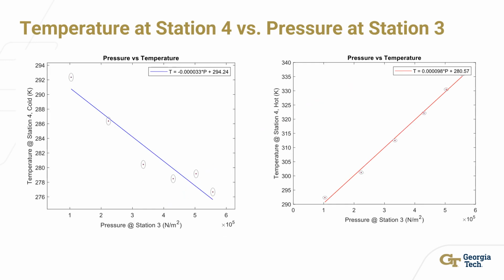Here, we can compare the temperature at the vortex tube with the pressure from the compressor. The temperature of the cold side of the vortex tube decreases with an increasing pressure and can be modeled with a linear relationship. Conversely, the temperature on the hot side actually increases as the pressure increases and can be modeled as a linear relationship. Both of these graphs have ellipses that represent the uncertainty in our data.